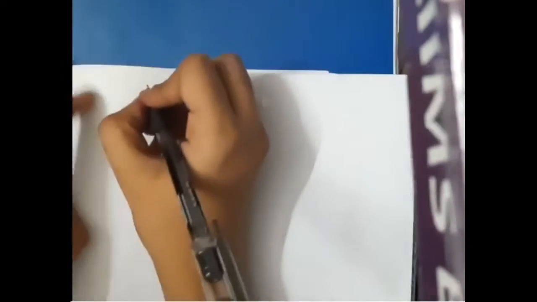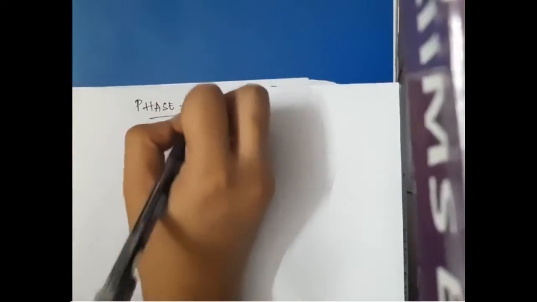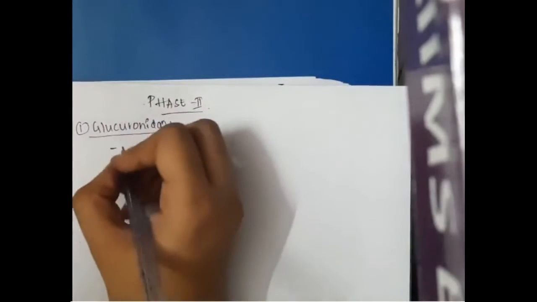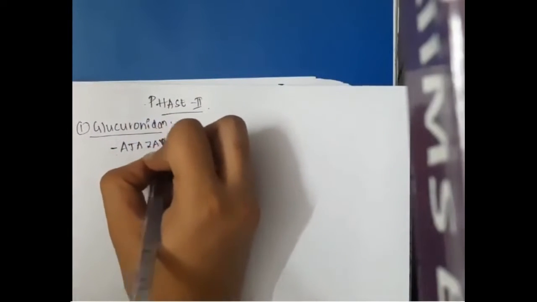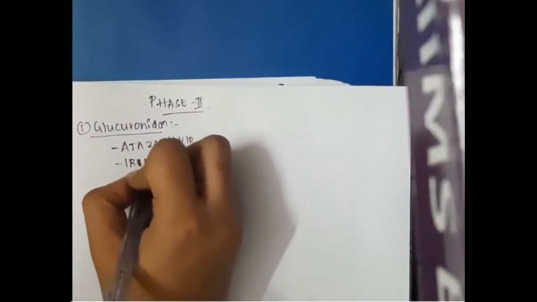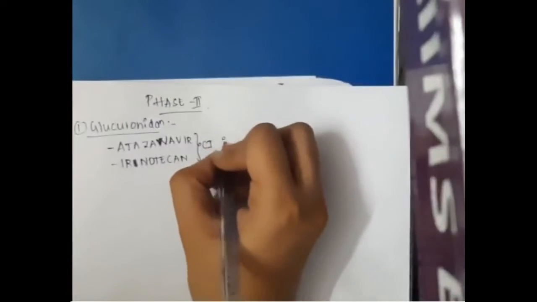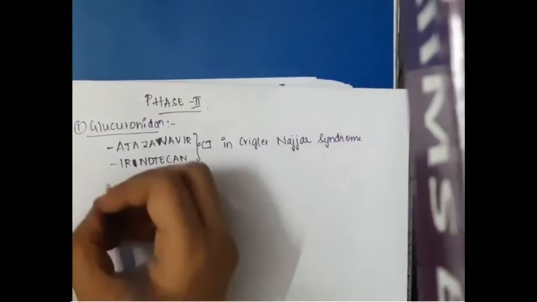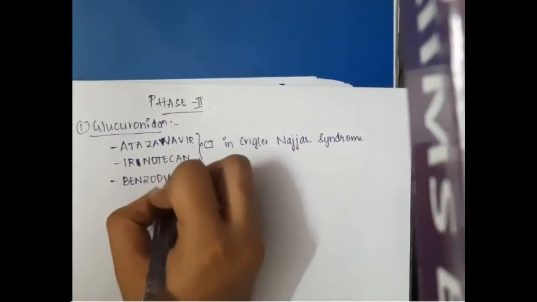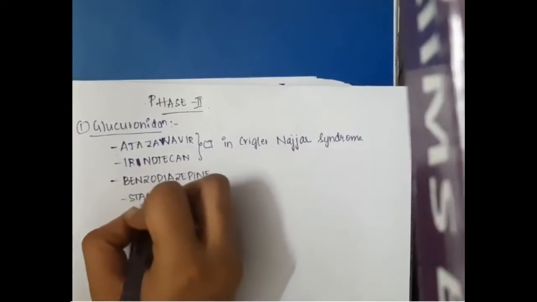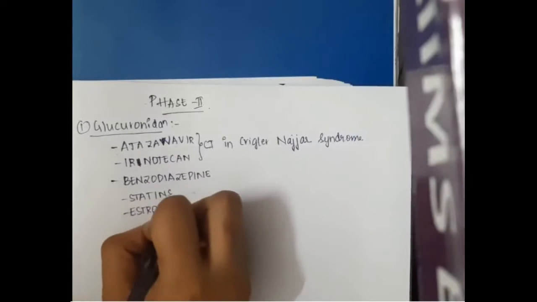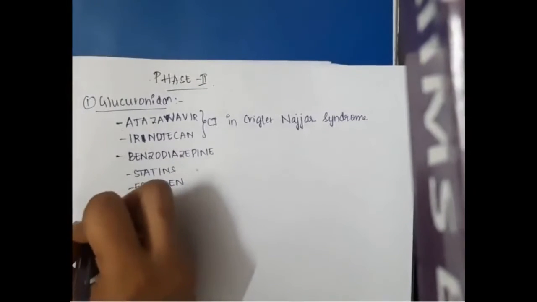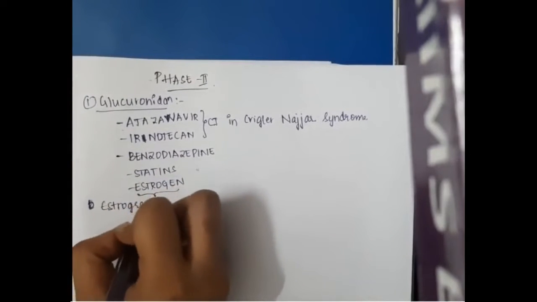In the phase 2 reactions, first and foremost, we need glucuronidation. The glucuronidation examples are atazanavir, irinotecan, and benzodiazepines. Atazanavir and irinotecan are contraindicated in Crigler-Najjar syndrome, and other drugs which undergo glucuronidation are benzodiazepines, statins, and estrogens. Most importantly, estrogen is important.